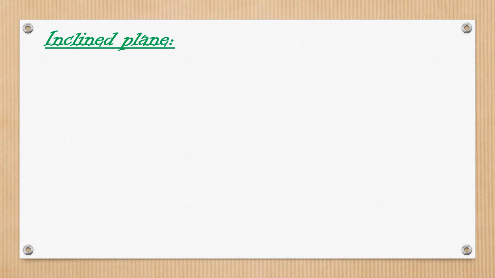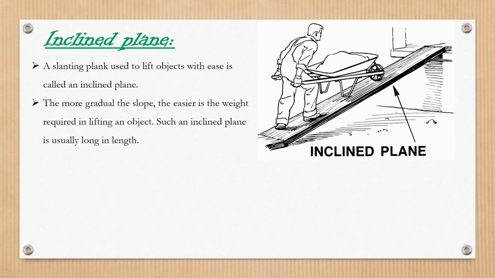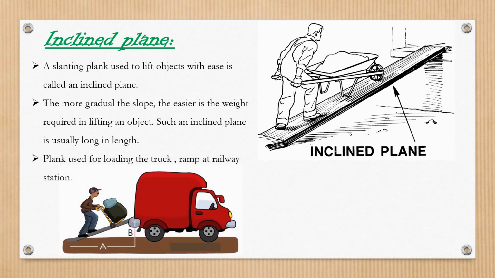Now let's learn about the types of simple machines. The first type is the inclined plane. A slanting plank used to lift objects with ease, that means easily, is called an inclined plane. The more gradual the slope, the less effort is required in lifting an object. Such an inclined plane is usually long in length. A plank used for loading a truck and a ramp at a railway station are examples of an inclined plane.